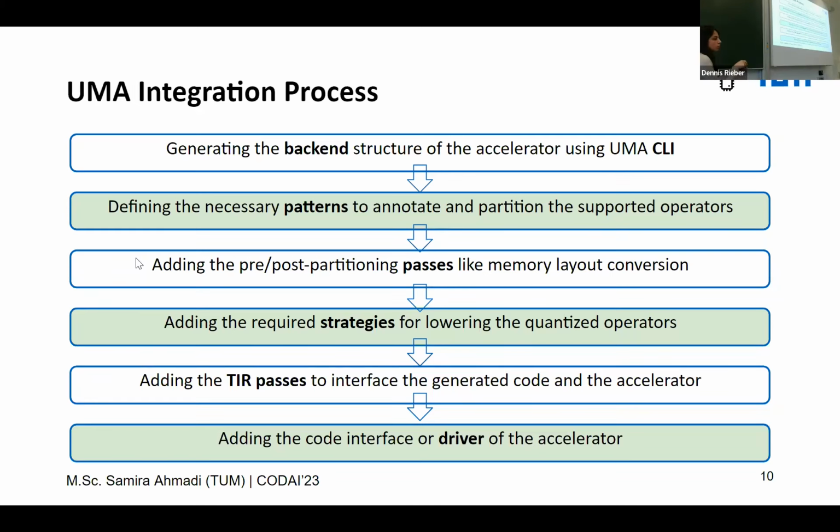If there is no TOPI implementation, we have to add a computation and a schedule in terms of a strategy to lower, for example, the quantized operators to TIR level. Then we need some TIR passes to extract the required pattern parameters from the TIR functions based on the strategy that we defined in the previous step, and construct the external function of the accelerator to interface the generated code and the accelerator.